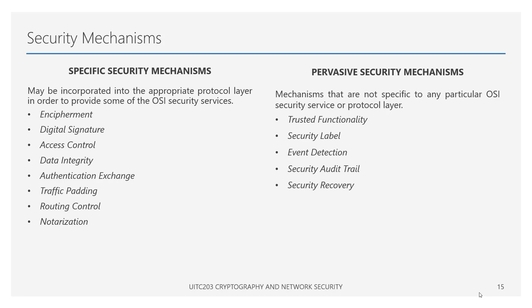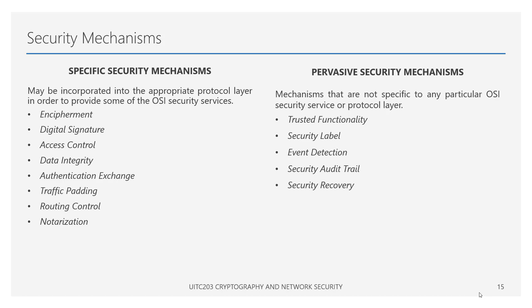Access control deploys mechanisms like access control lists to ensure access rights to the resources. Data integrity deploys mechanisms like checksums, message digests, etc. to assure the integrity of a data unit or a stream of data.